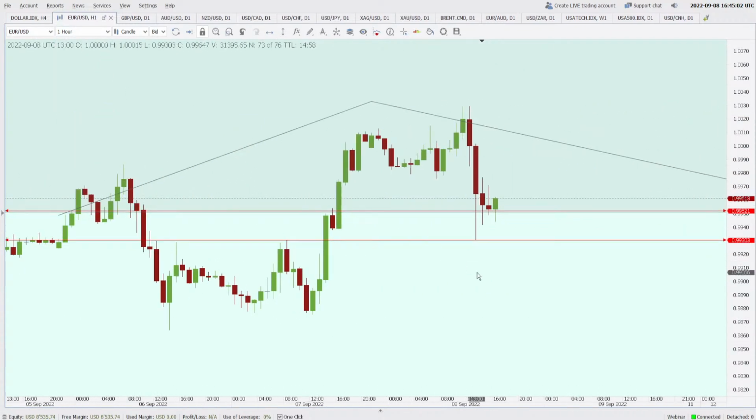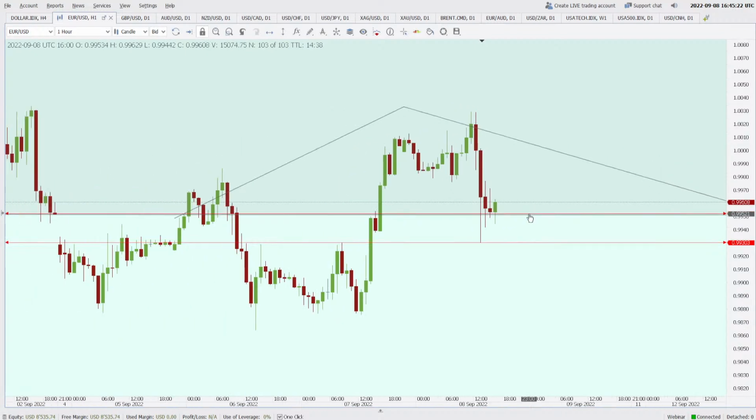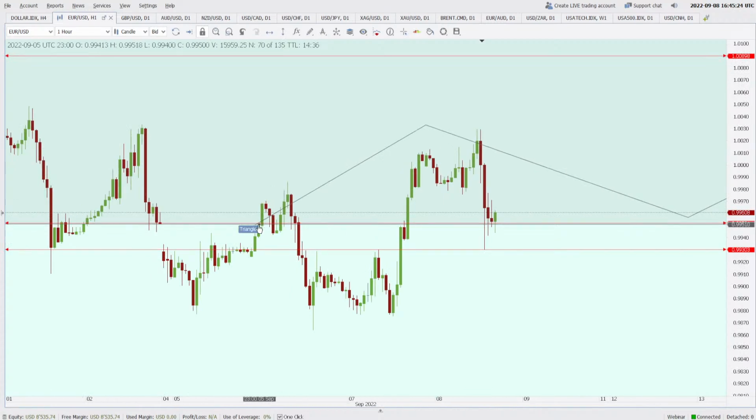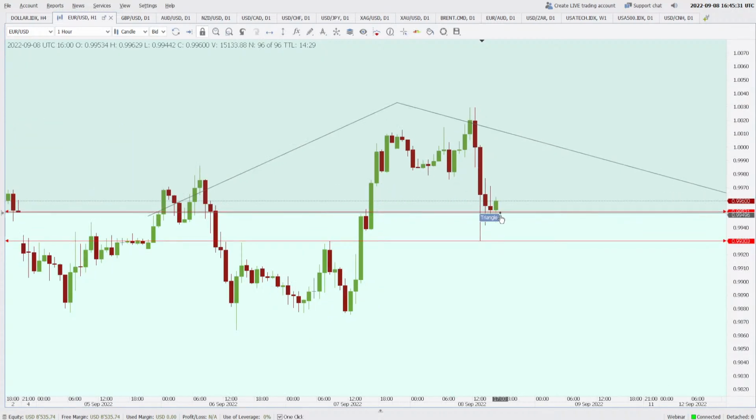Now what is the level which is saving the euro? What do you say, guys? Because the knife was falling from the Eiffel Tower, it did go down into the ground, but then it settled on the ground. And where is the ground? 0.9952 area is the ground. You're with me here? So this is a very important area, and bulls are trying their best till now to keep this up.